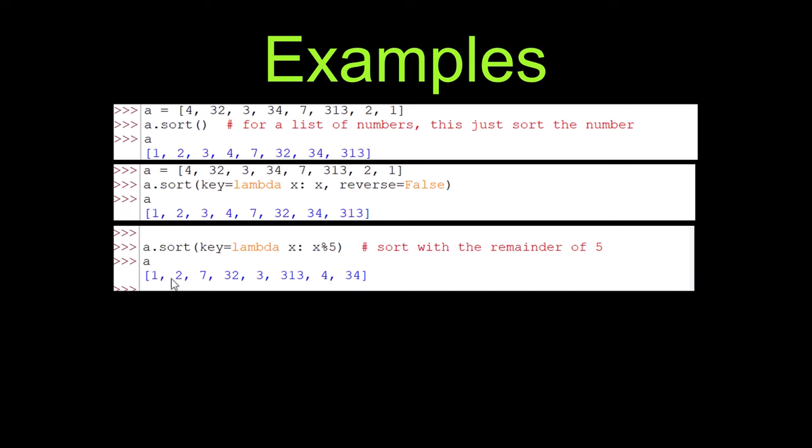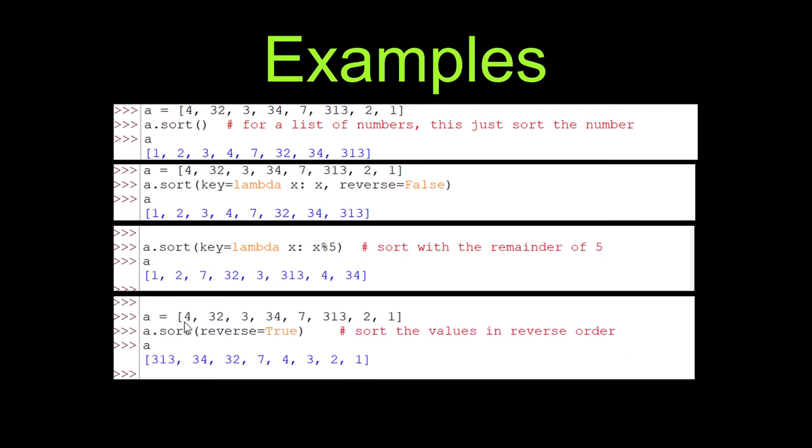Also notice that this order respects the stable order. 2 is before 7, so 7 is after 2 after sorting. And likewise, 3 is before 313, both with remainders of 3, so 3 then 313. This sorting by Python is stable. Here is just a simple example of reverse sorting. Given the list of numbers, if you reverse sort it, you will get the reverse order. The largest come first and the smallest go last.